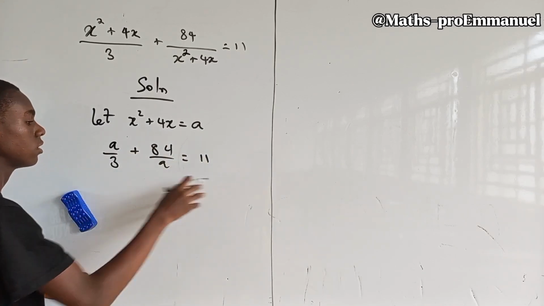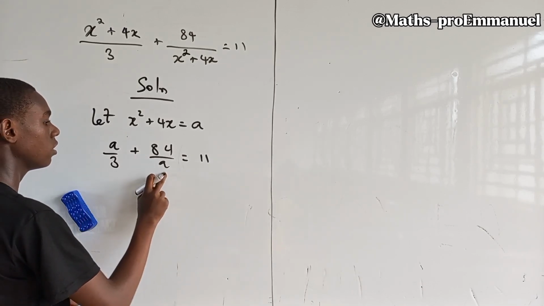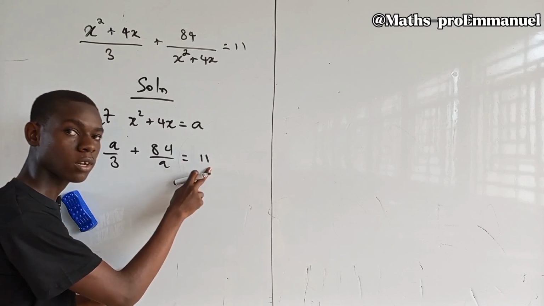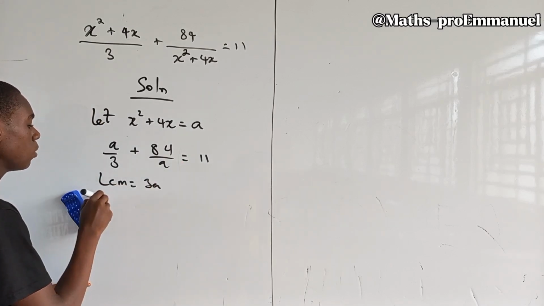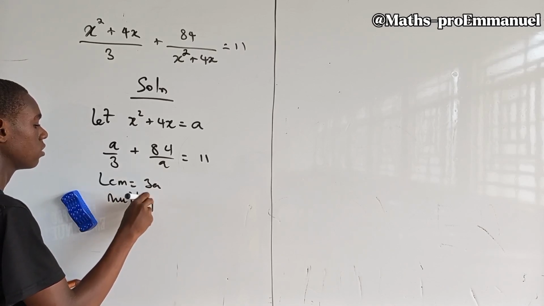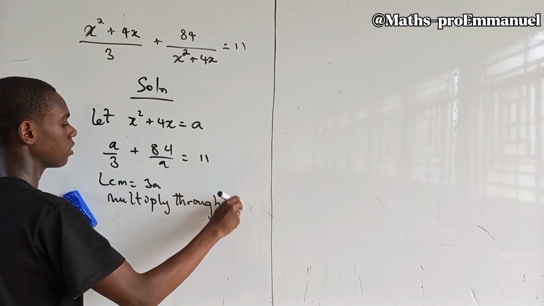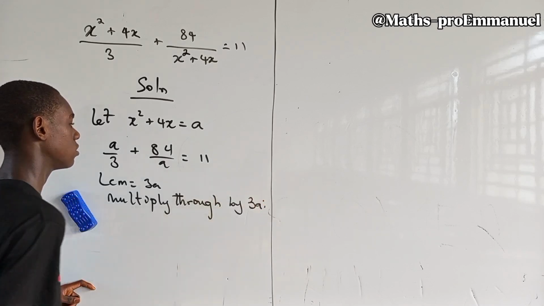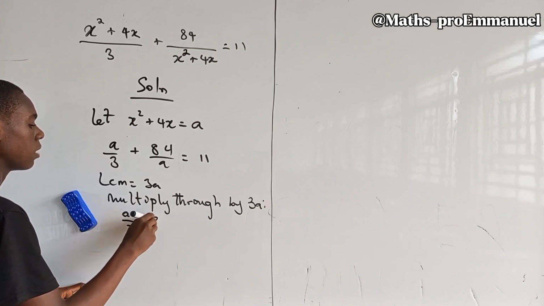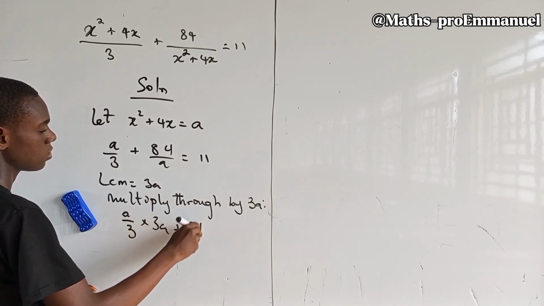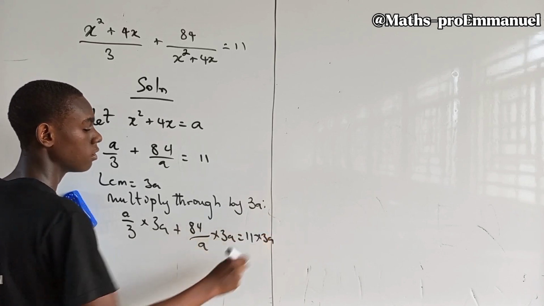Now looking at this, the next thing to do is to take the LCM. What's the LCM of 3a and 1? Because there's an invisible index of 1 here. So the LCM of this is actually 3a. So I'm going to multiply through by 3a. So doing that, a all over 3 we multiply by 3a plus 84 all over a we multiply by 3a, then 11 we multiply by 3a.